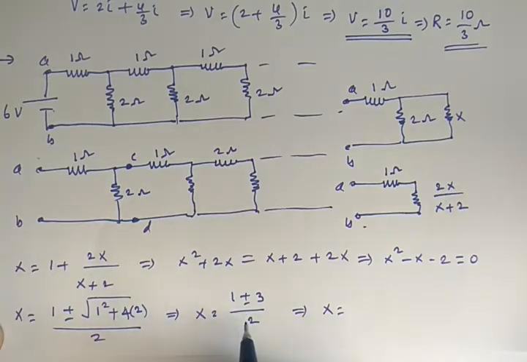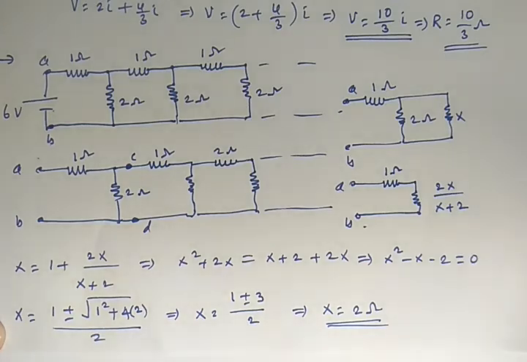1 minus 3 by 2 gives you minus 1 ohm. That cannot be the correct answer because the resistance of any wire cannot be negative. The next solution is 1 plus 3 by 2, that is 4 by 2, that is 2 ohm. This can be the correct solution. So now the effective resistance of the whole circuit is 2 ohm.